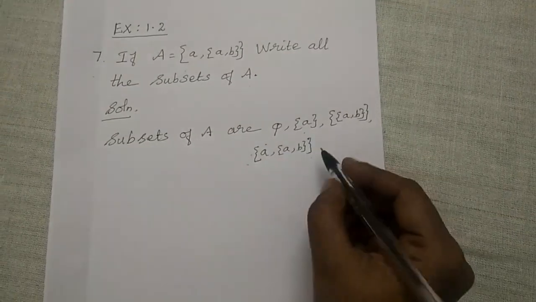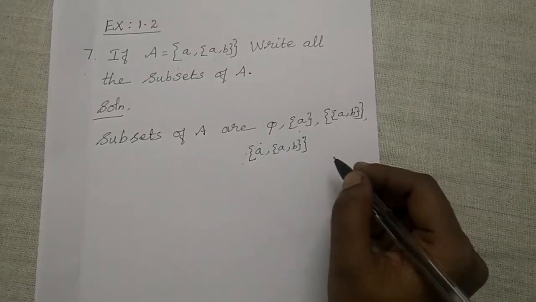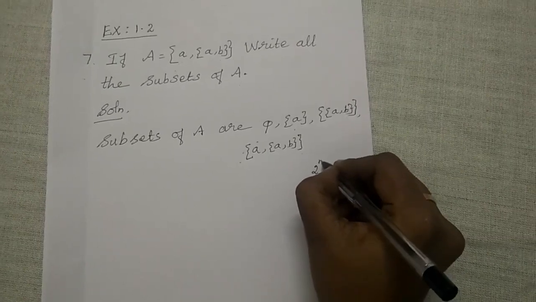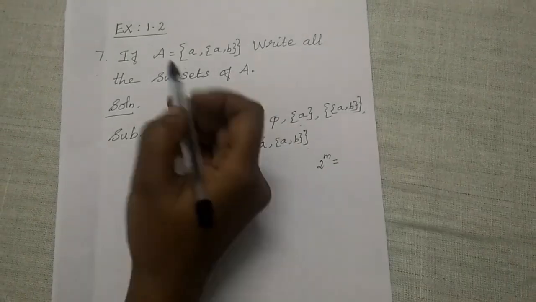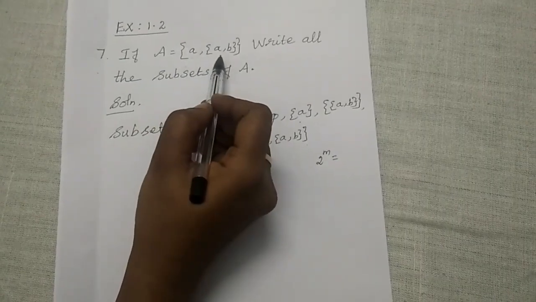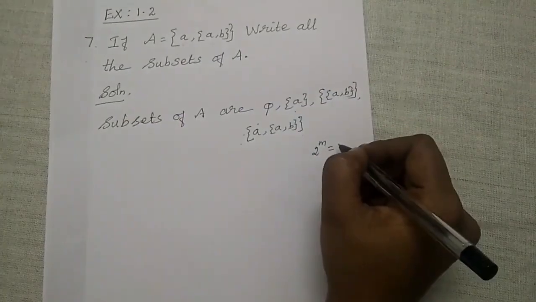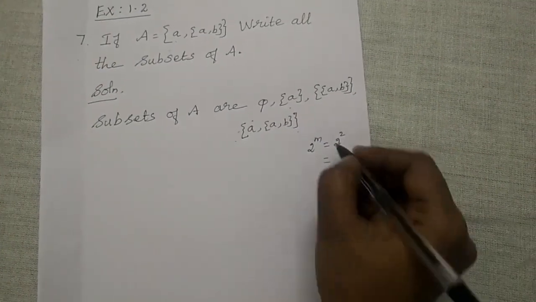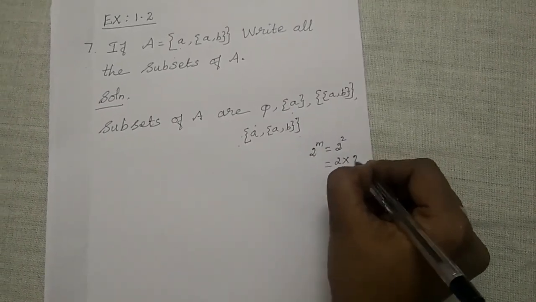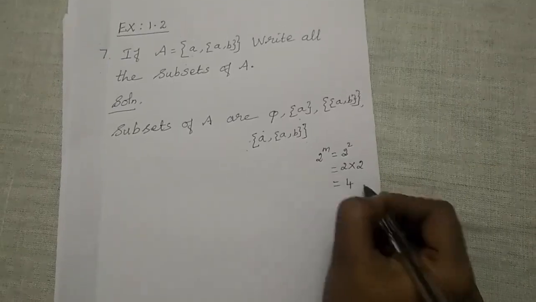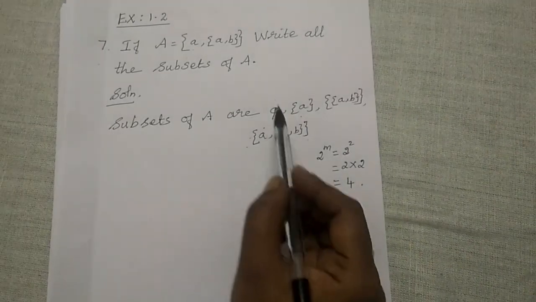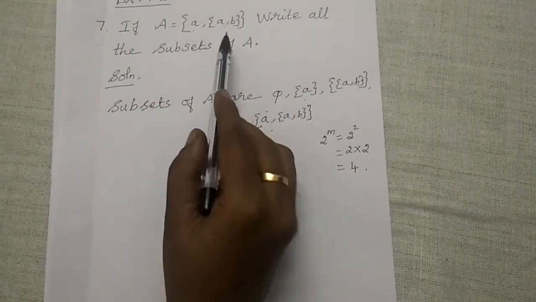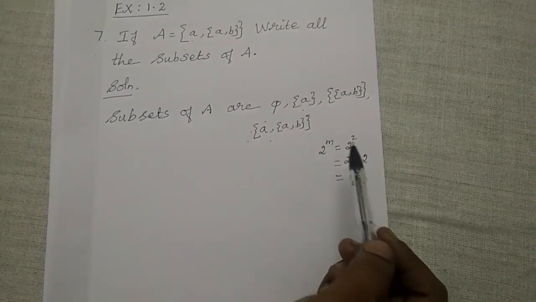Whether it is correct or wrong, how we can check? Then number of subsets, what's the formula? 2 power m, isn't it? Then 2 power m is equal to, here how many elements? N of A is 2 elements, isn't it? So m is equal to number of elements. That means 2 power 2. Then equal to 2 power 2 is 2 into 2. Then equal to 4. Then 4 subsets we will get. Okay, 1, 2, 3, 4. Okay, suppose 2 elements are given means, then 4 subsets we will get.